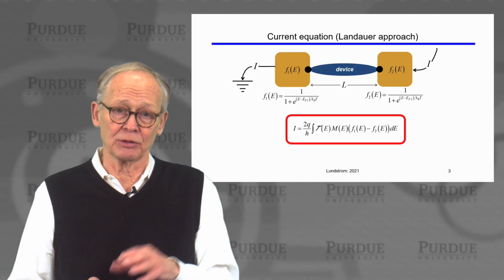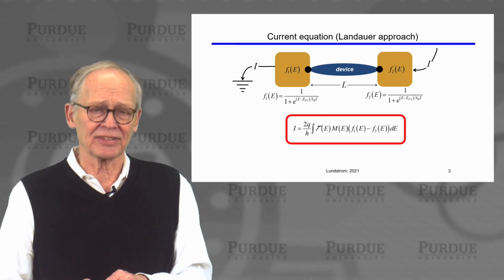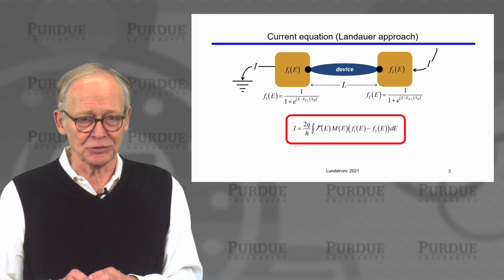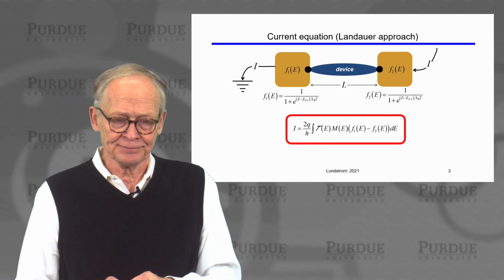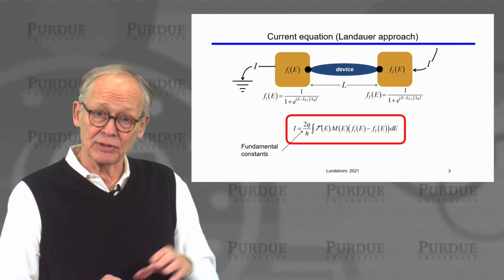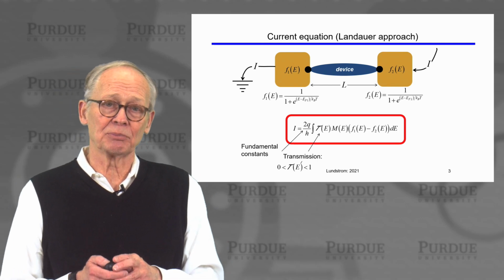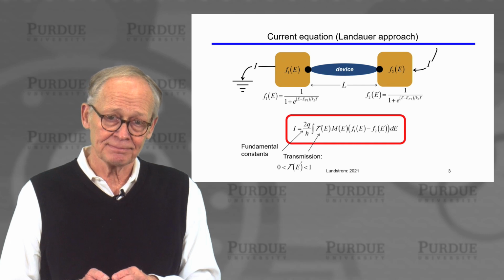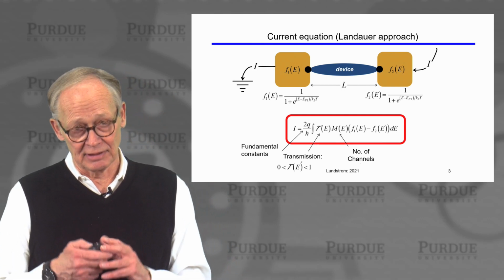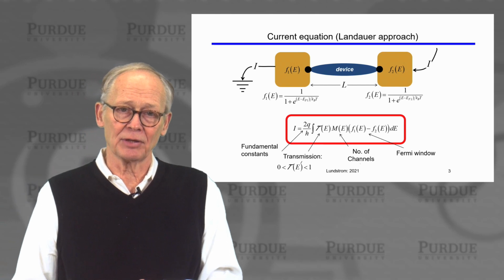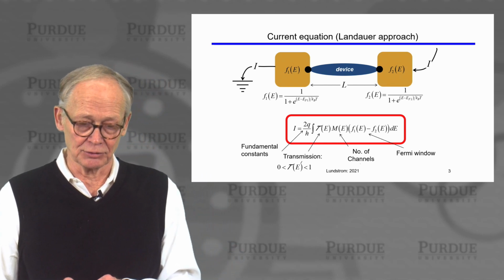We began with this general current equation. Frequently, the approach that we've been using here is called the Landauer approach, after the scientist who first explored these ideas of the centrality of transmission to the understanding of current flow. We presented a simple expression for the current. There were a number of fundamental constants out front. There was a quantity we call transmission, which is simply a number between 0 and 1, representing the probability that an electron injected from the first contact exits from the second, or vice versa. There was a quantity called the number of channels in which the current can flow. And there was a difference in Fermi levels between the two contacts, which we referred to as the Fermi window, the range of energies over which current flows.